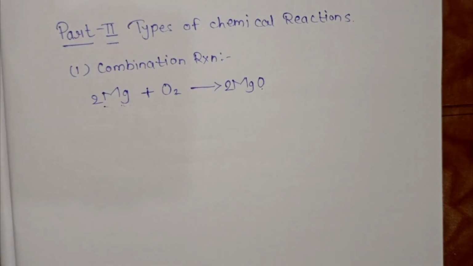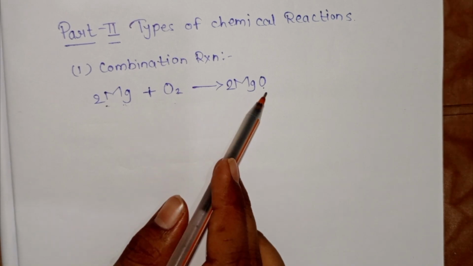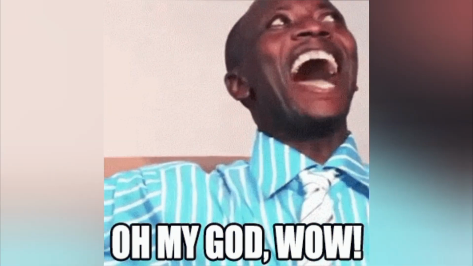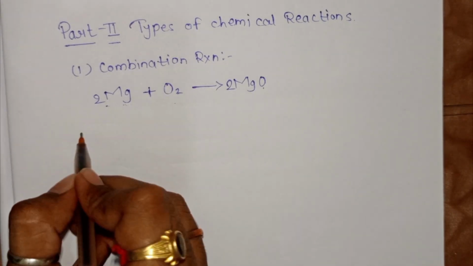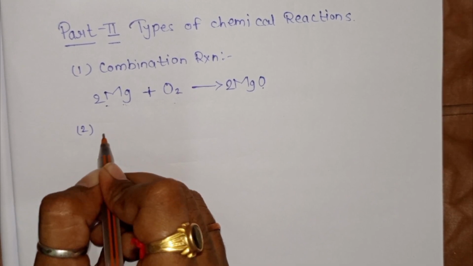In this reaction, magnesium combines with oxygen to form magnesium oxide. See how two reactants combine to form just one product. That's a combination reaction. Our second reaction is decomposition reaction.